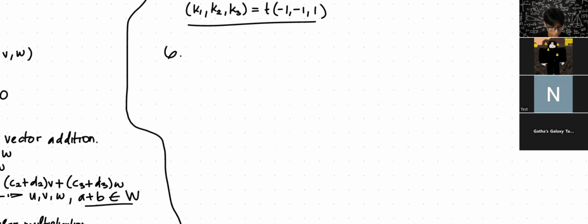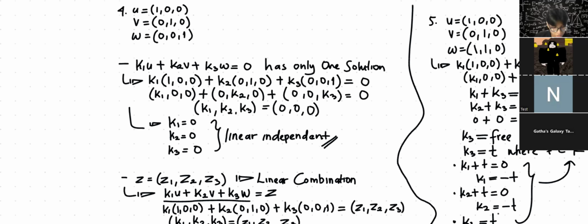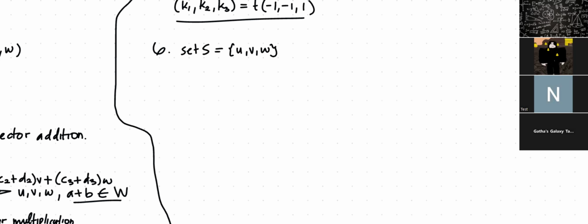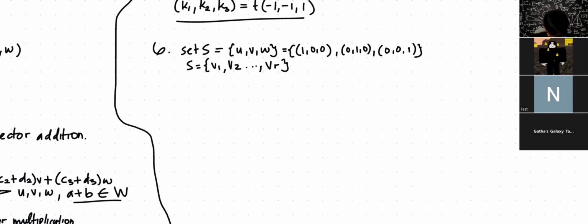Okay, for number 6. The question of number 6 is: is the set S that you formed in question number 4 a basis for R3? We know in number 4 the set S is (1, 0, 0), (0, 1, 0), and (0, 0, 1). According to the formal definition, a set S = {V1, V2, ..., Vr} is called a basis for a vector space V if the following conditions hold.